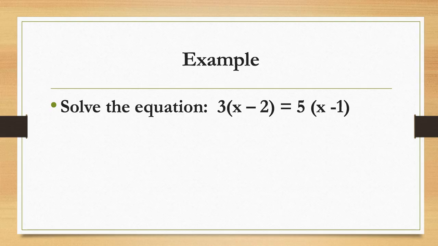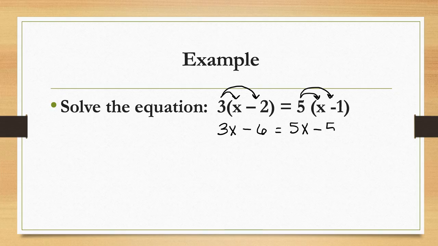So I'm going to begin with the distributive property. We can take this 3 and multiply it through that set of parentheses. So 3 times x is 3x. 3 times negative 2 is negative 6. We're going to do the same thing on the right-hand side. Using the distributive property, we're going to distribute the 5 through the parentheses. So 5 times x is 5x. 5 times negative 1 is negative 5.